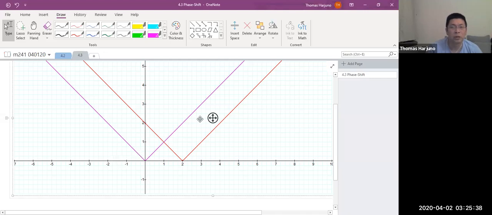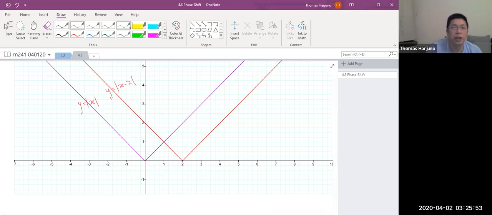So you see that when I have y equals the absolute value of x, it now becomes y equals the absolute value of x minus 2. The change from x, where I replace it by x minus 2, makes the graph move 2 units to the right.